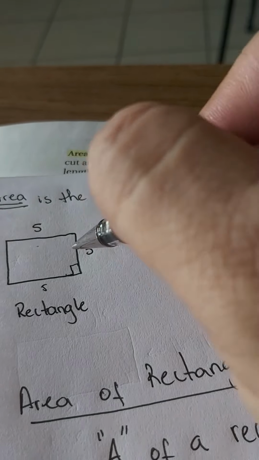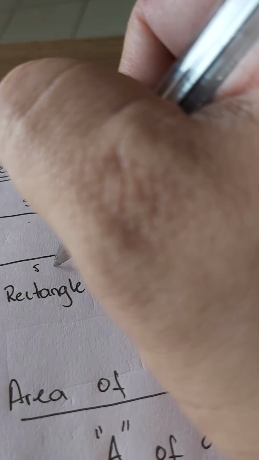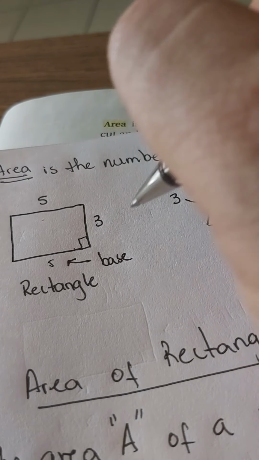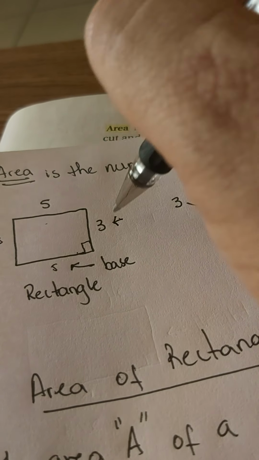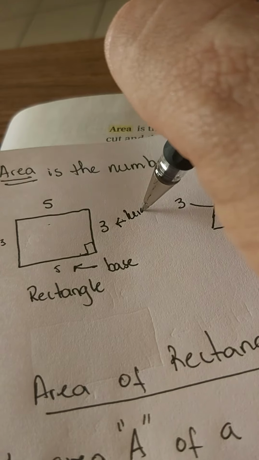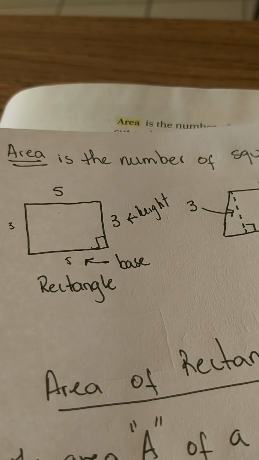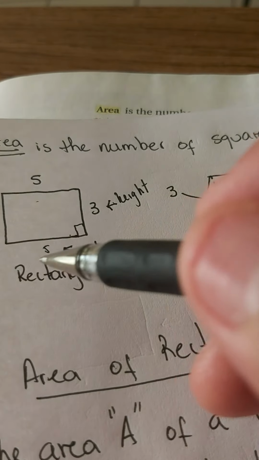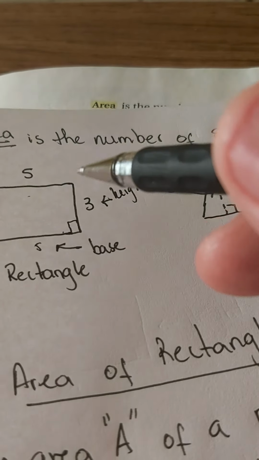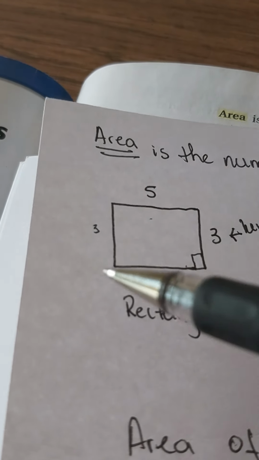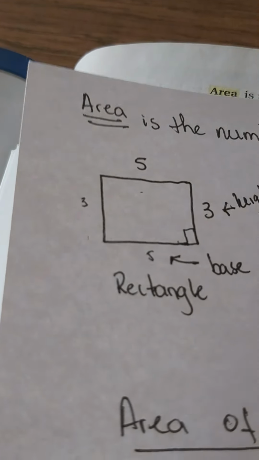So in this case, we're going to call this base, and this we're going to call the height. Okay, base, the bottom, and the line perpendicular to the base, height. Or this could be also the height, right? 3. It's the same thing.